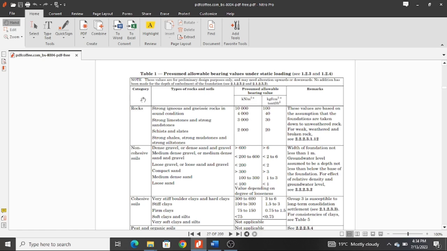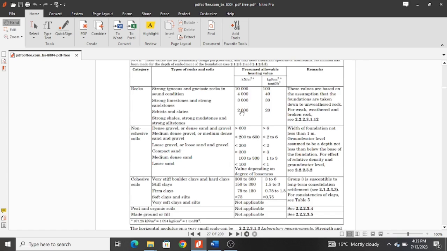So we have different categories here. The category number 1 is rocks, and then you have the presumed allowable bearing value. This is in kilonewtons per square meter, and this is in tons per square foot. So for rocks, you have from 2,000 to 10,000, and these are for very, very strong rocks. If you have very high axial loads and they are lying on rocks, these are the ones you consider, but it's always good you test these and find out the actual bearing capacity.